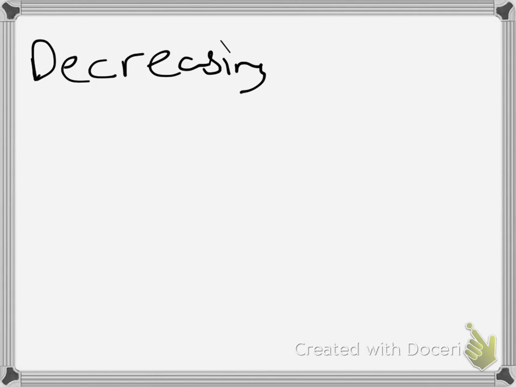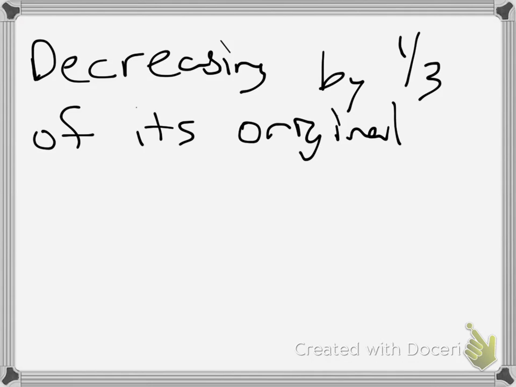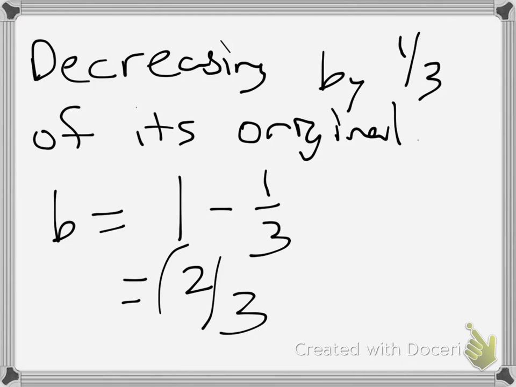I can do the same sort of deal with a fraction. If something is decreasing by 1/3 of its original amount, my b value will be 1 minus 1/3, which equals 2/3. So if something says it's decreasing by 1/3 of its original each time, my b value that I would use would be this 2/3 amount. So in summary, to determine your b value, if something is growing, you do 1 plus how much it's growing by. If something is decreasing or decaying, you do 1 minus the amount it's decreasing by.